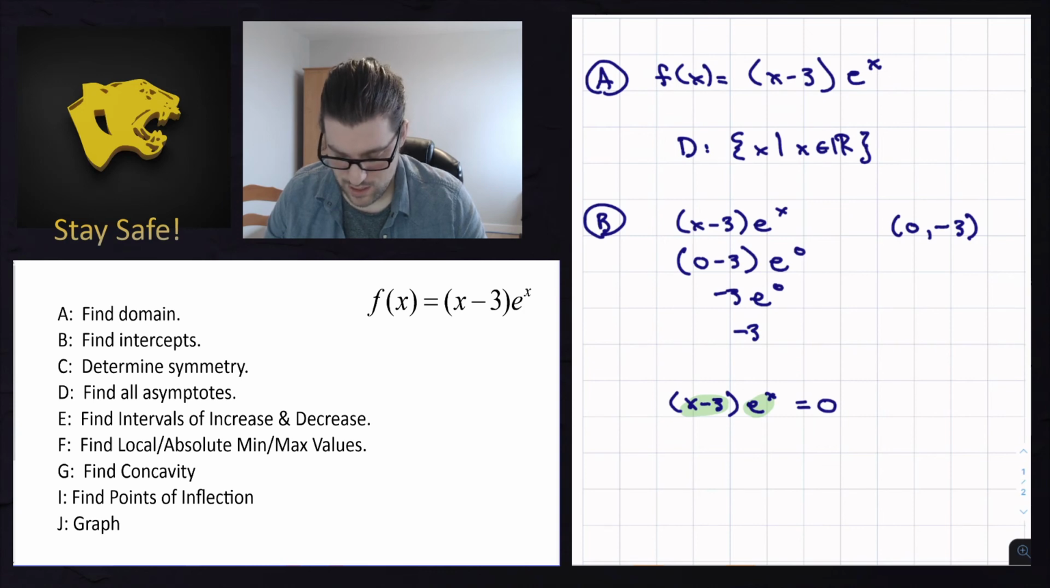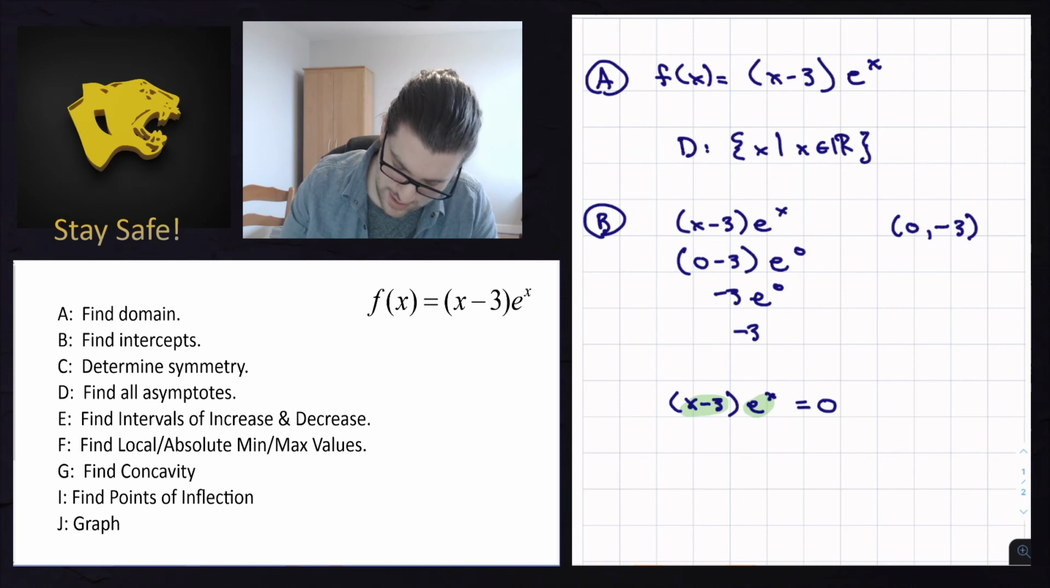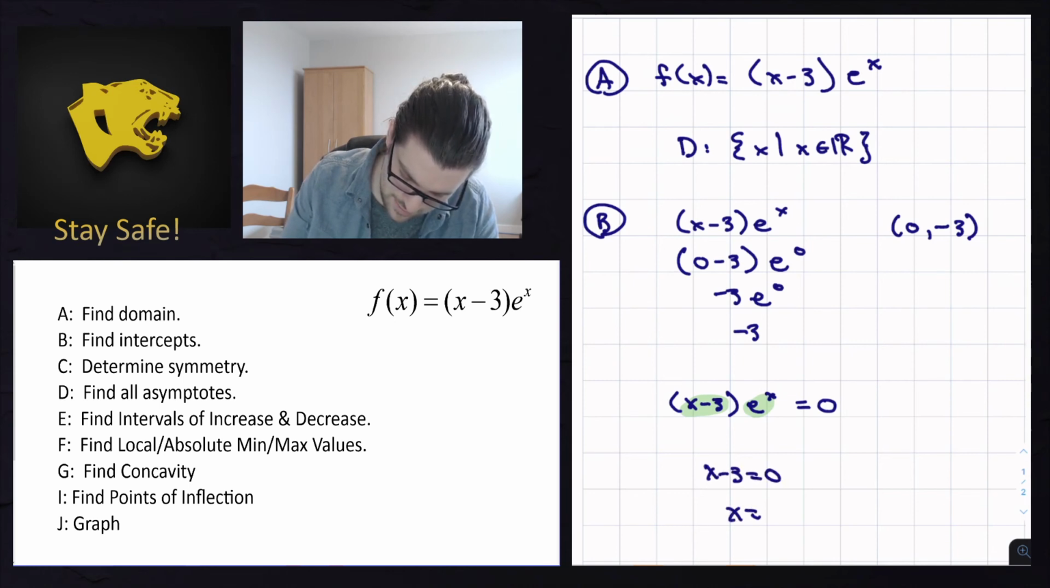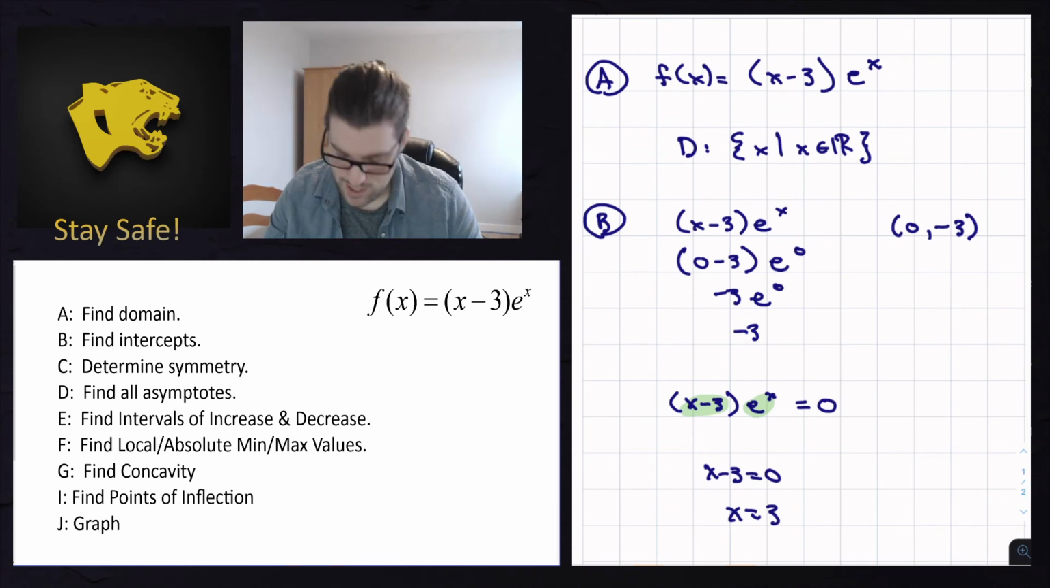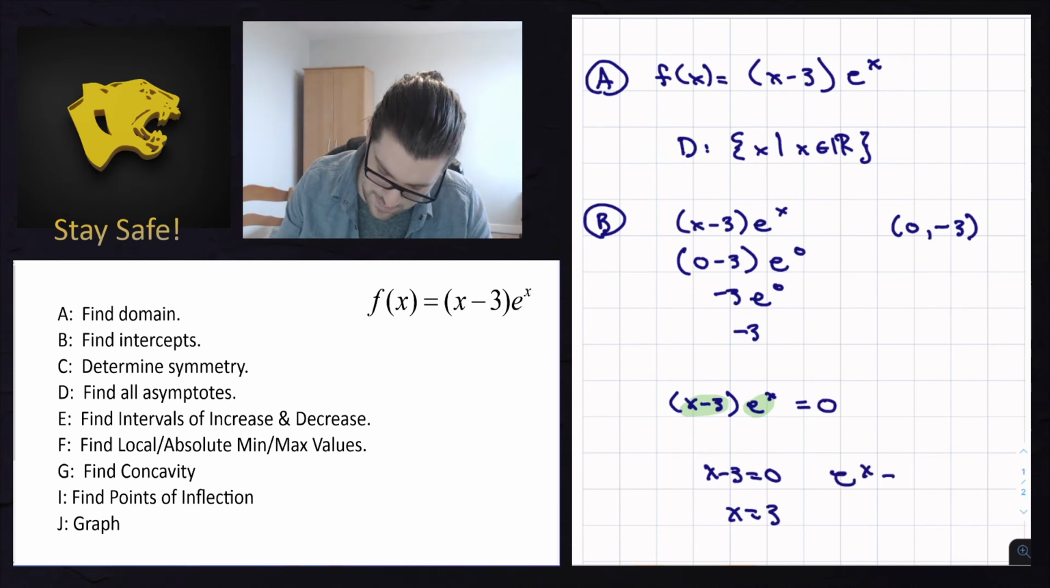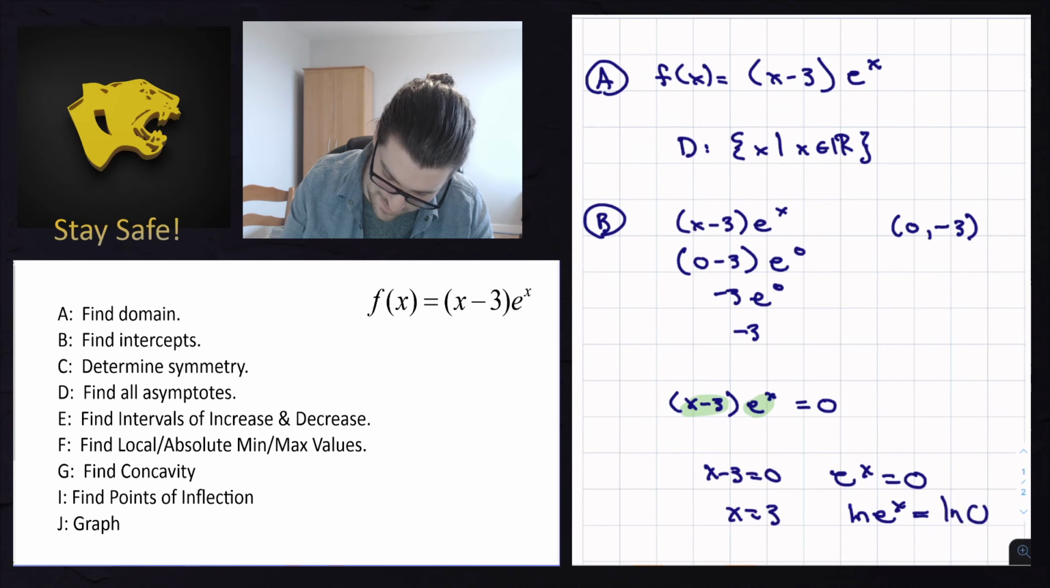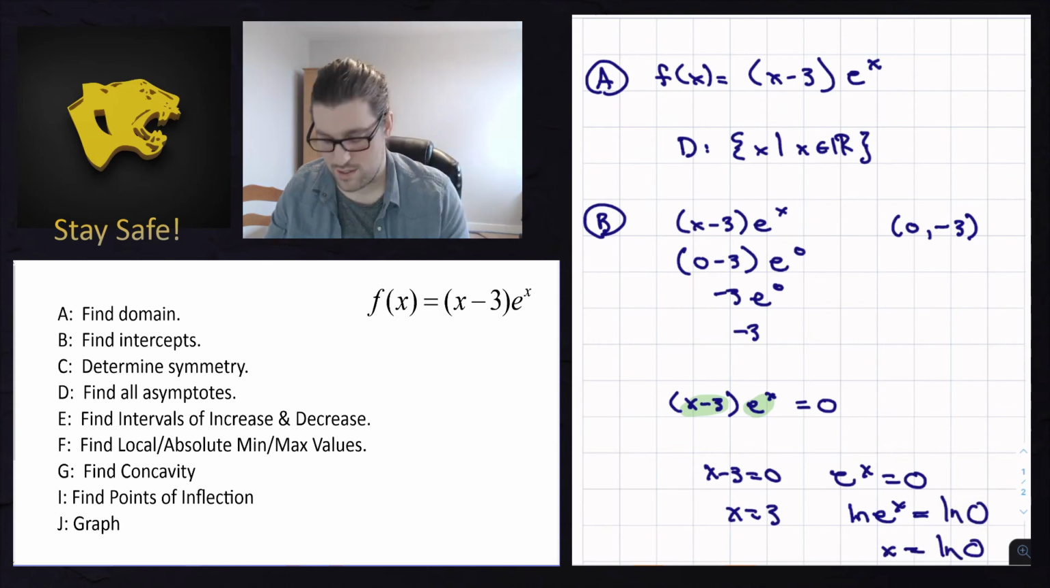So in this particular case, we have two options. We have either x minus 3 is equal to 0. That's pretty simple to solve for. So if x minus 3 is equal to 0, that means x is equal to 3. If instead e to the x was equal to 0, well, that would be the same thing as saying that x is equal to ln 0, and that actually is undefined.